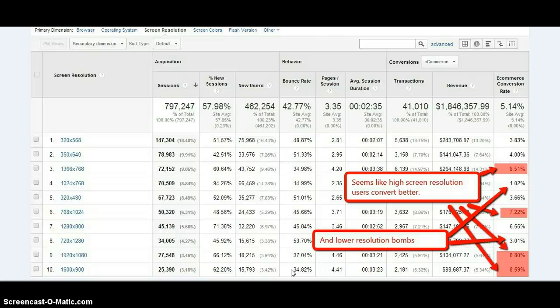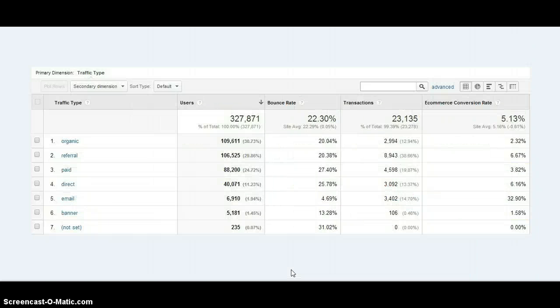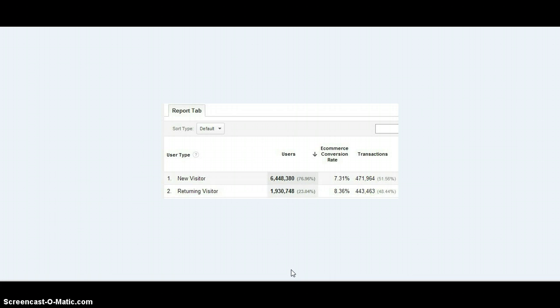Next is conversion per traffic source. In this report, you will identify which traffic sources work and which are a waste of time or money. One of the easiest ways to improve conversions is to eliminate irrelevant, poor quality traffic and to direct marketing efforts toward channels that work. Next is new visitors versus returning visitors.